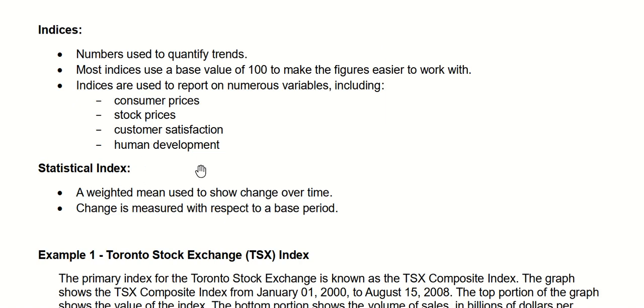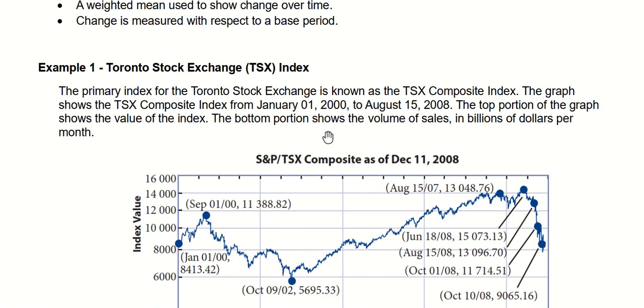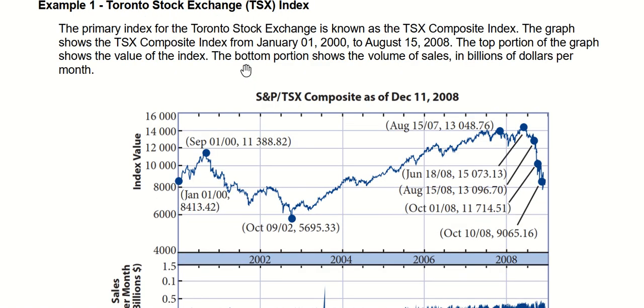A statistical index, what is it? It is a weighted mean used to show the change over time. The change is measured with respect to the base period. And again, they often make the base 100. And the best way to learn, as always, is to do examples. So, let's read the first example.